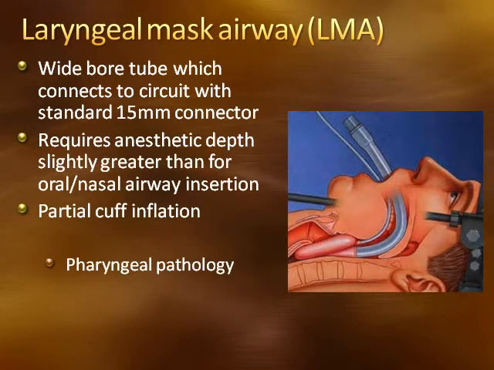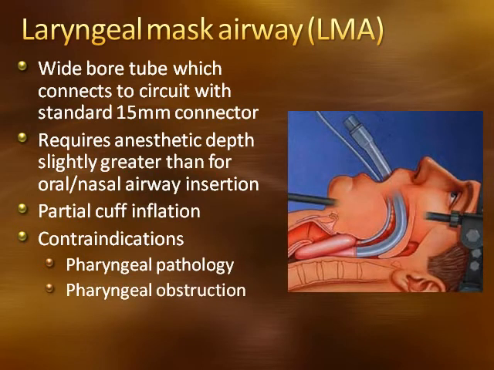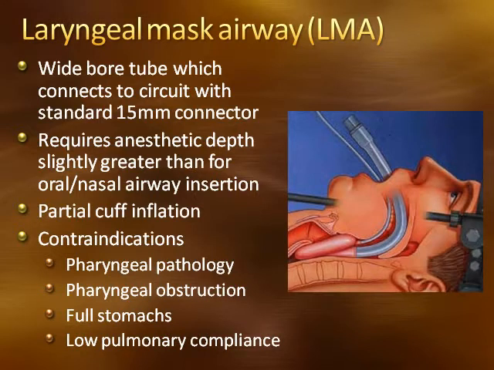Contraindications for the LMA include patients with pharyngeal pathology, pharyngeal obstruction, full stomachs, or low pulmonary compliance requiring peak inspiratory pressures greater than 30 centimeters of water. Traditionally, the LMA has been avoided in patients with bronchospasm or high airway resistance, but new evidence suggests that because it is not placed in the trachea, the use of an LMA is associated with less bronchospasm than an endotracheal tube.